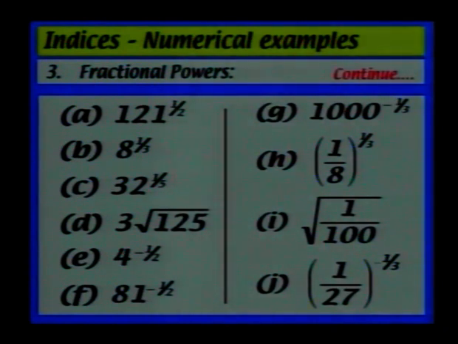Finished? What's the answer for A? 121 raised to the power of a half? 11. That means the square root of 121. What about, what did I say, E or F? E. Okay, E, the answer will be a half. One more.